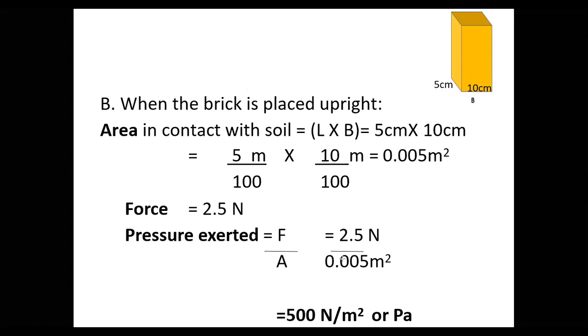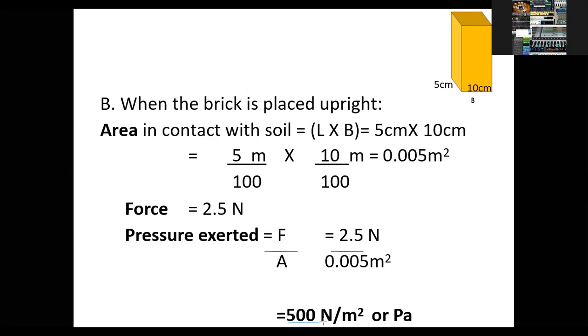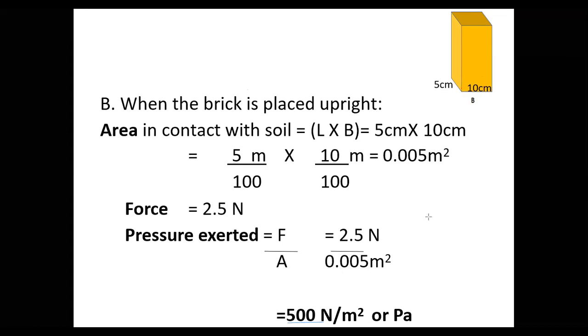This 500. In the first condition 100, in the second condition 500. Therefore, in this way we can conclude that area relates negatively to the pressure. If area is increased, pressure will decrease.